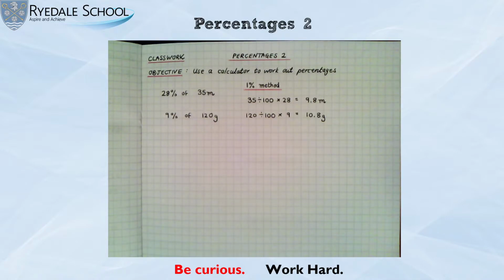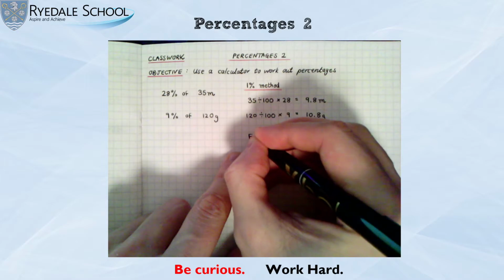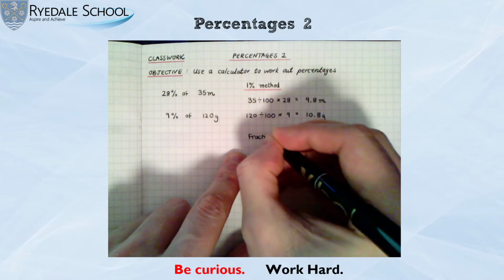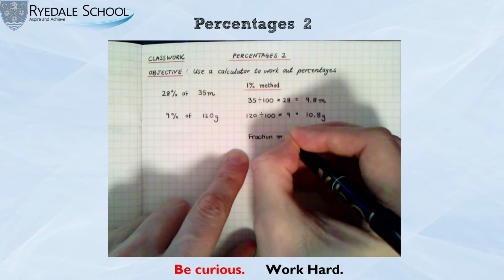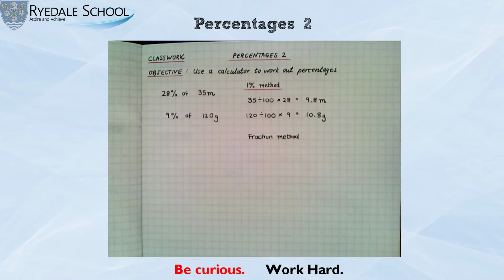Okay, now one thing that I said last lesson is a percentage is a number out of 100. So for example, 28% is 28 out of 100, and 28 out of 100 is a fraction. So the next method that I'm just going to show you is something that I'm going to call the fraction method. And what this involves is turning your percentages into fractions first.